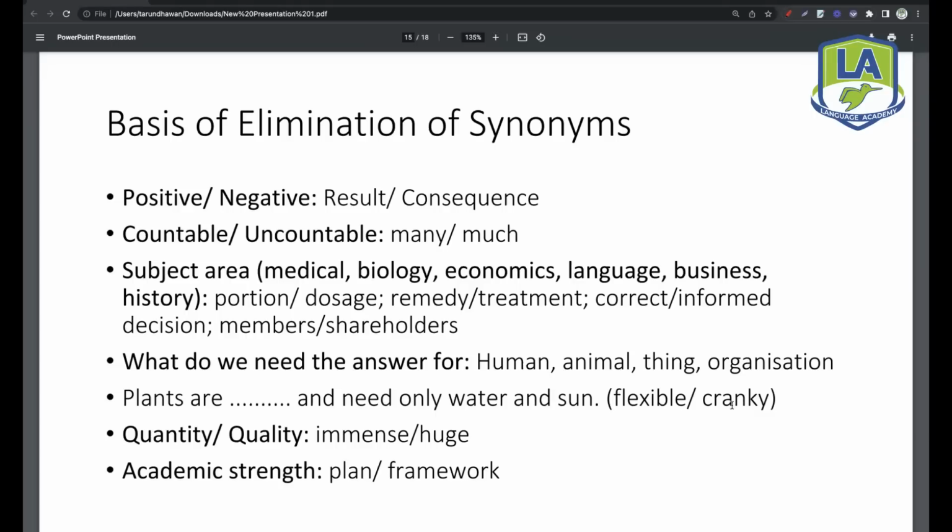Now, cranky is a behavioral word that we use for human beings, particularly for kids, that this kid is really cranky, fussy. So we cannot call plants cranky, but yes, we can call plants flexible. Flexible means they are adjustable. They don't ask a lot. They just need water and sun. That's it. So this is how you can think of that, whether this word matches with this subject or it does not. Quantity and quality.